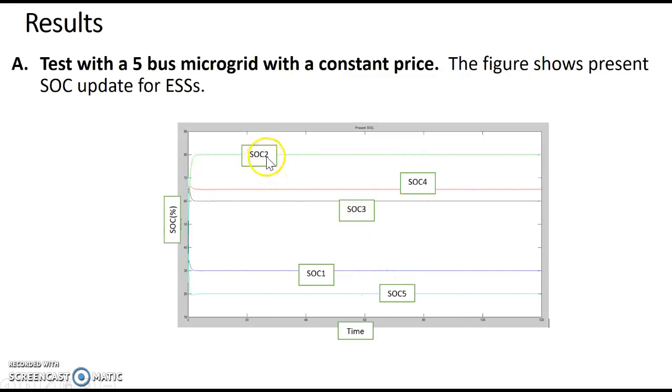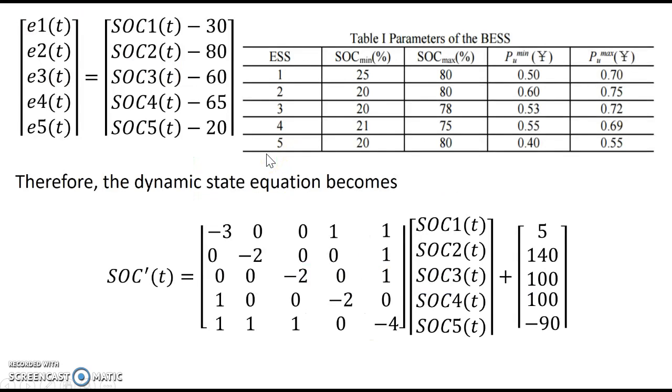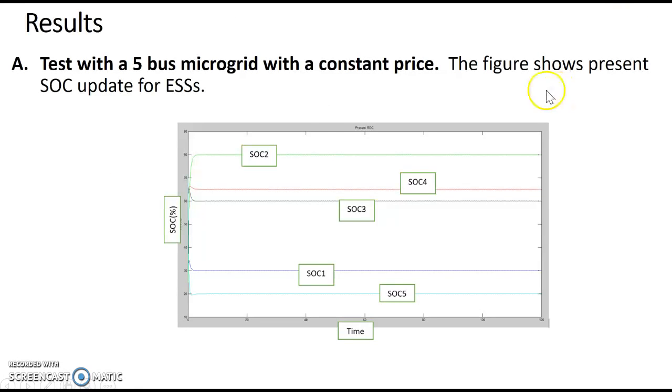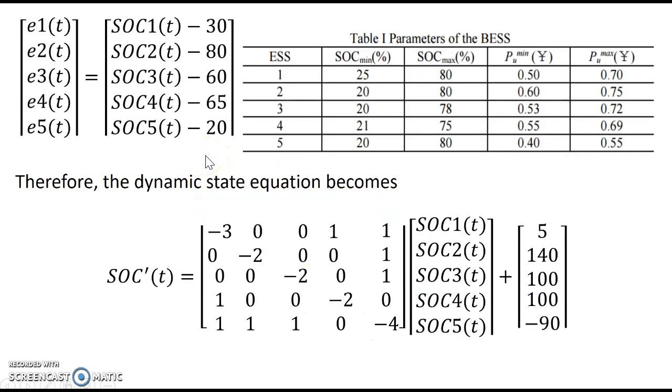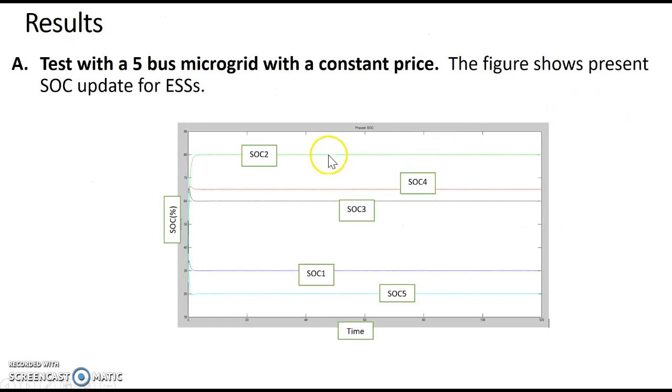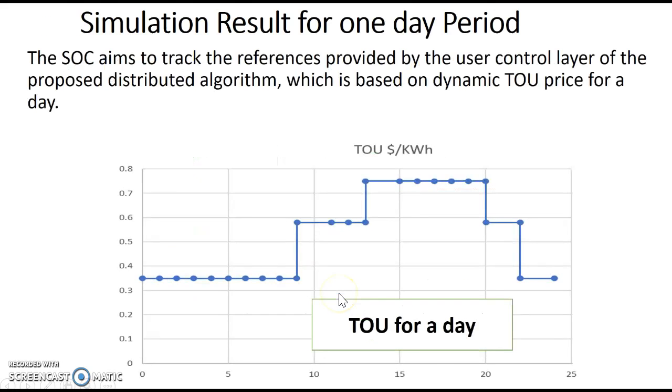In this case the state of charge, p(t) is between this one, so it will try to maintain the reference, this and this. They will be 80, 65, 60, 30 and 20 respectively. When we want to simulate for a whole day, the time of use price is different for each period of time.